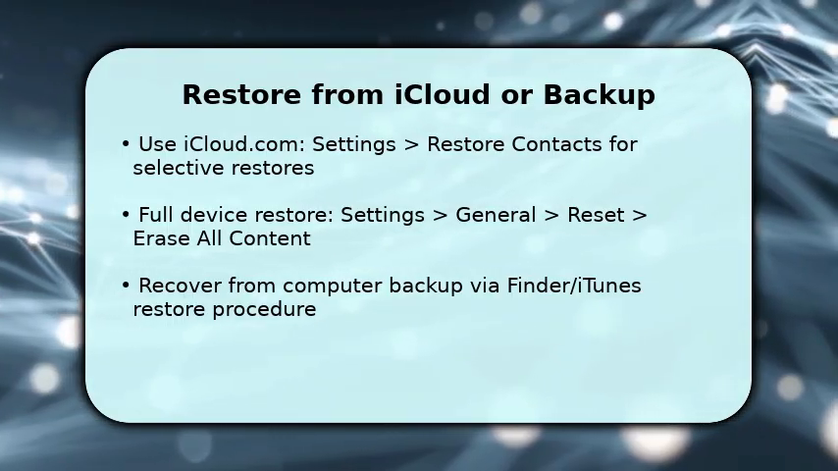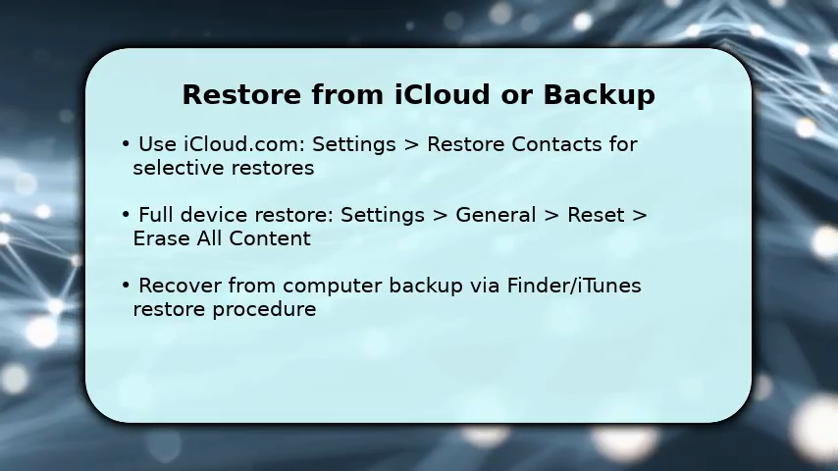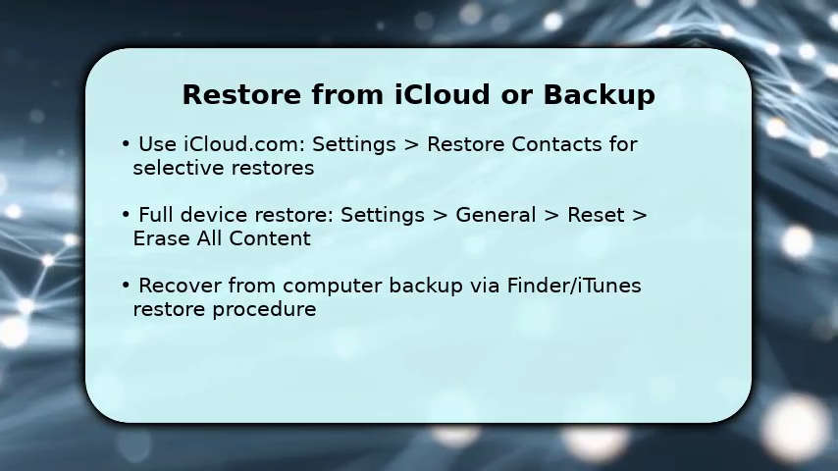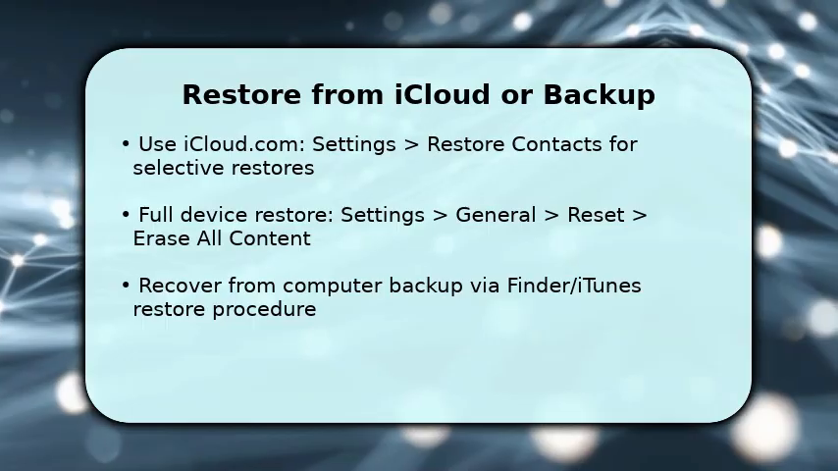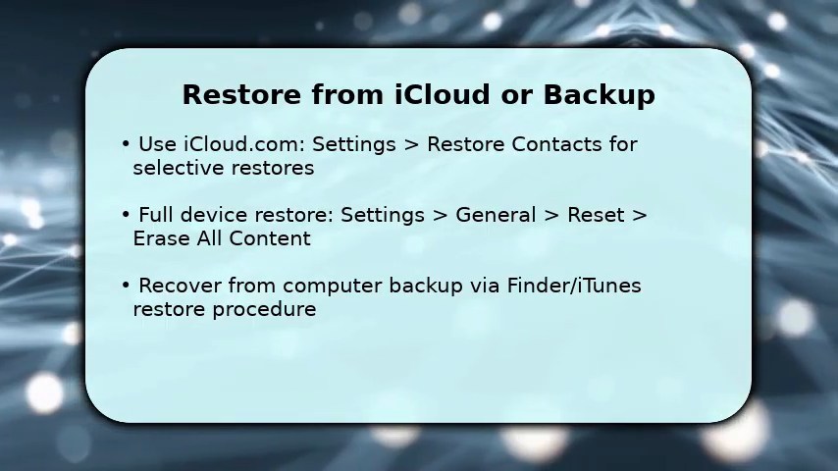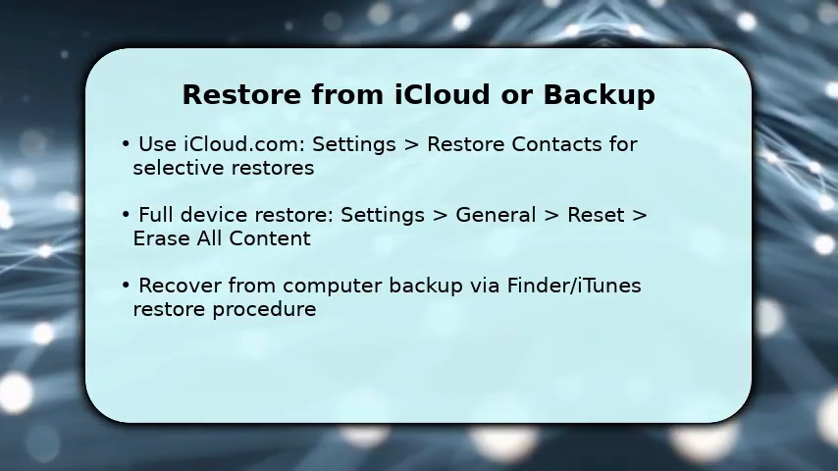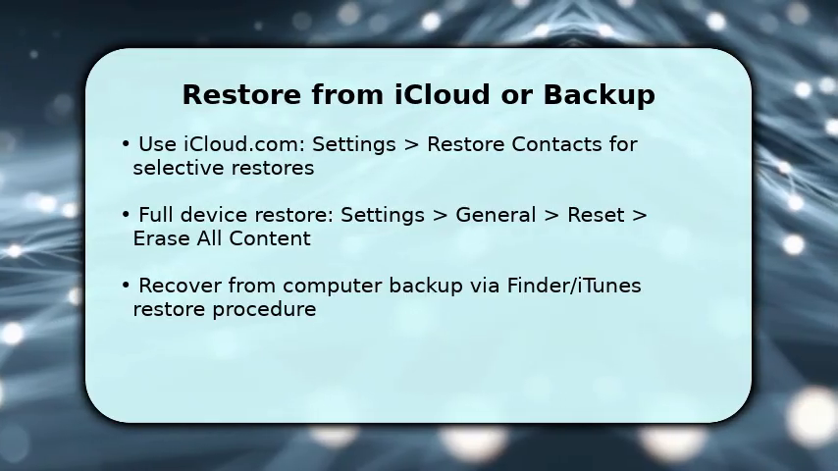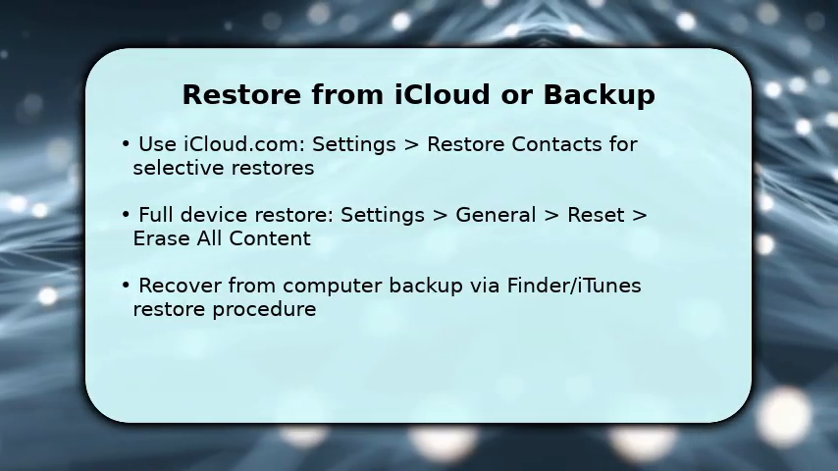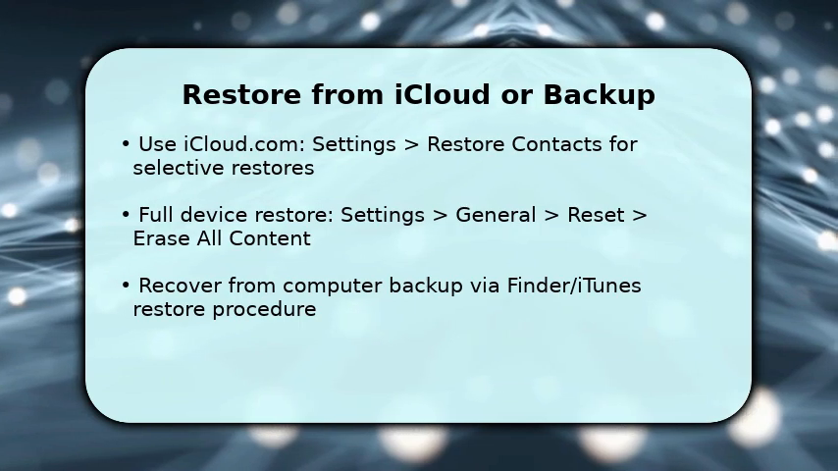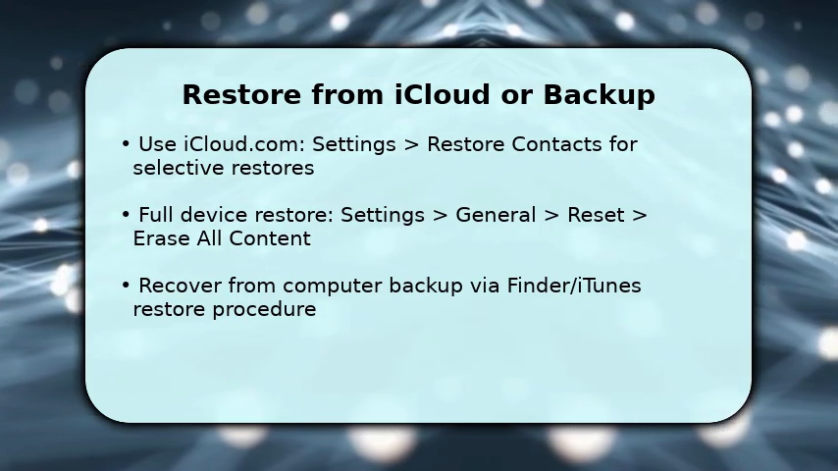For a full device restore, backup current data, then erase the iPhone and restore from the iCloud backup during setup. This replaces device data with the backup state. Alternatively, connect to your computer and restore from an iTunes or Finder backup. Make sure the backup date contains the missing contacts before restoring.